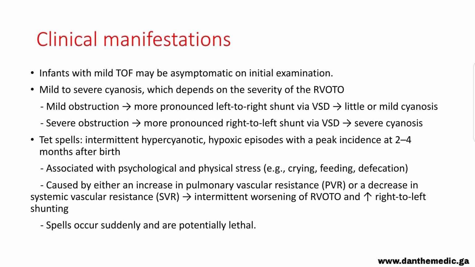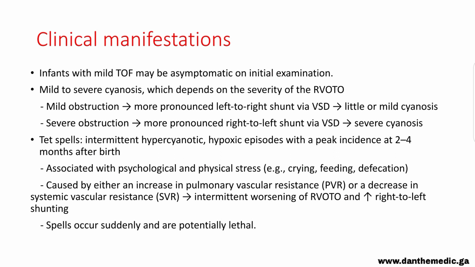Now, talking about the clinical manifestations. Infants with mild Tetralogy of Fallot may be asymptomatic on initial examination. There is mild to severe cyanosis, which depends on the severity of the right ventricular outflow tract obstruction. I talked about this in the previous slide. When there is mild obstruction, there is more pronounced left to right shunt via the ventricular septal defect, and this leads to little or mild cyanosis. And when there's severe obstruction, there is a more pronounced right to left shunt via this ventricular septal defect, and this leads to severe cyanosis.